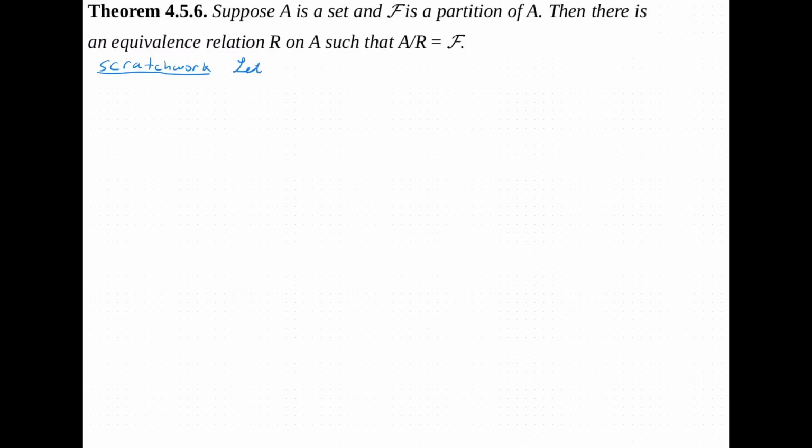So we're going to go ahead and consider the relation R, which is going to be composed of those tuples (a, b) in A squared, the Cartesian product of A with itself, such that there exists some set, actually let's go ahead and call this X, there exists some X in the family, such that a, b is in X.